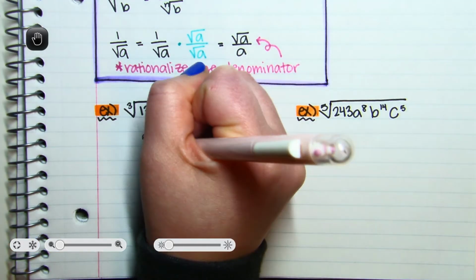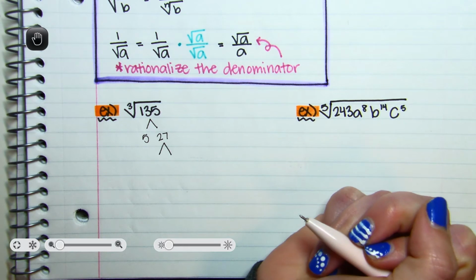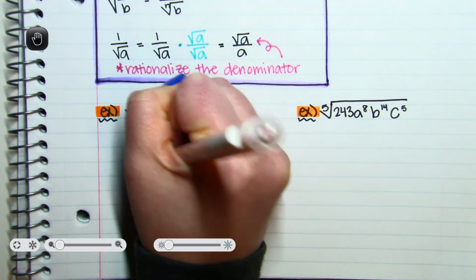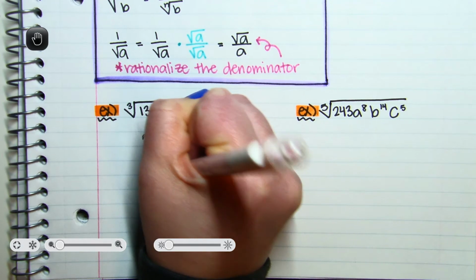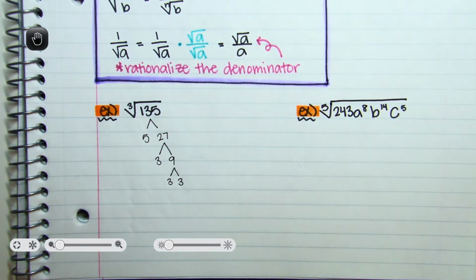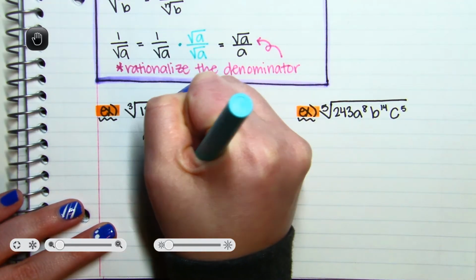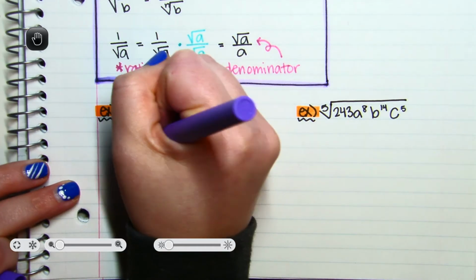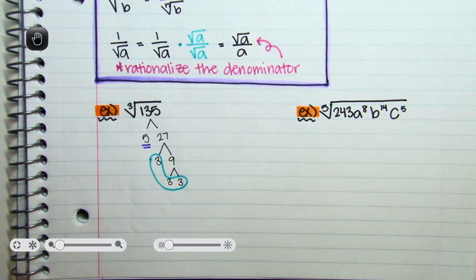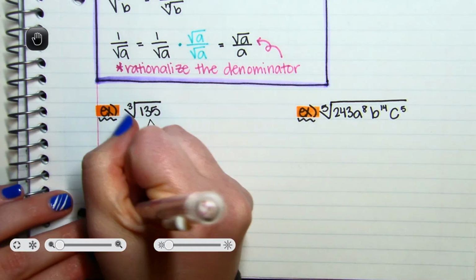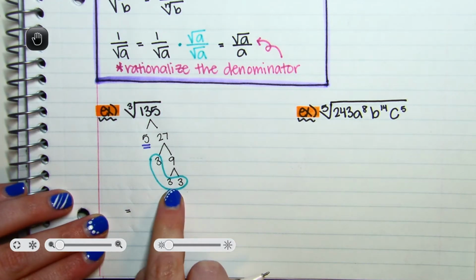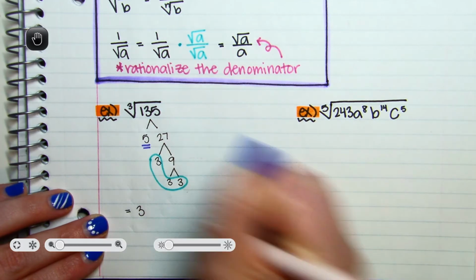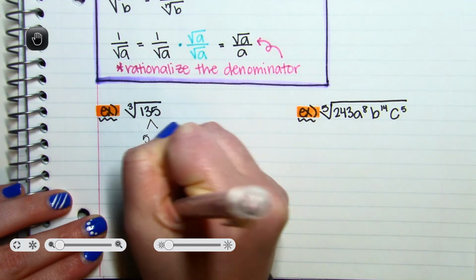Now 27 also breaks down. I can draw a little tree from that. This breaks down as 3 times 9. And then 9 also breaks down as 3 times 3. And we just found a group of 3. And then the 5 is the little leftover guy that didn't get used. So when I write my answer for this, a 3 is what comes out of the radical, and then what's left stuck underneath is the cube root of 5.